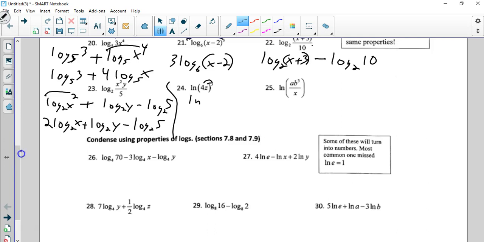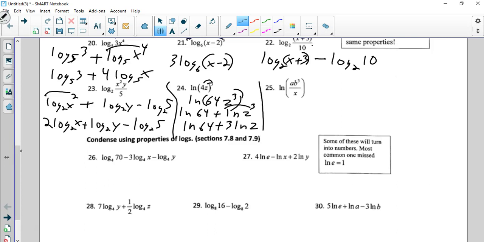So what we really have is ln of 4 cubed, which is 64, z cubed. Now we write our ln of 64 plus our ln of z cubed, last shall be first, ln of 64 plus 3 ln of z.